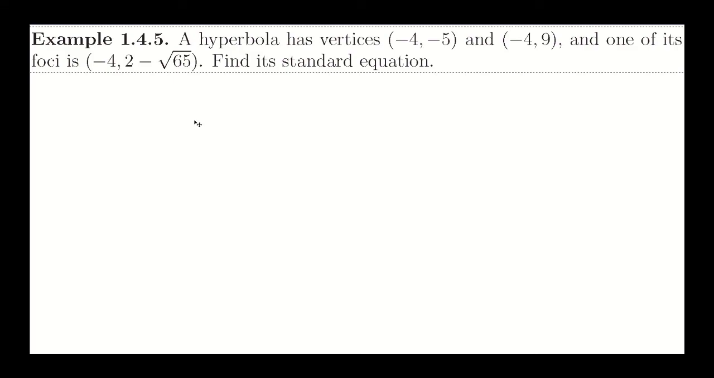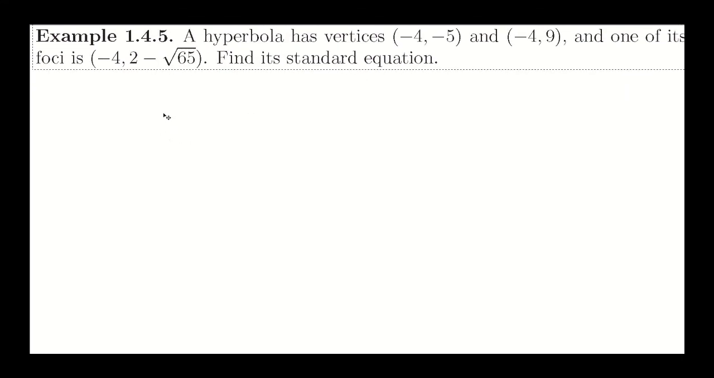In this example, a hyperbola has vertices at (-4, -5) and (-4, 9), and one of its foci is at (-4, 2 minus square root of 65). Find a standard equation. So we have given vertices and one focus. So it means that we can already get what?